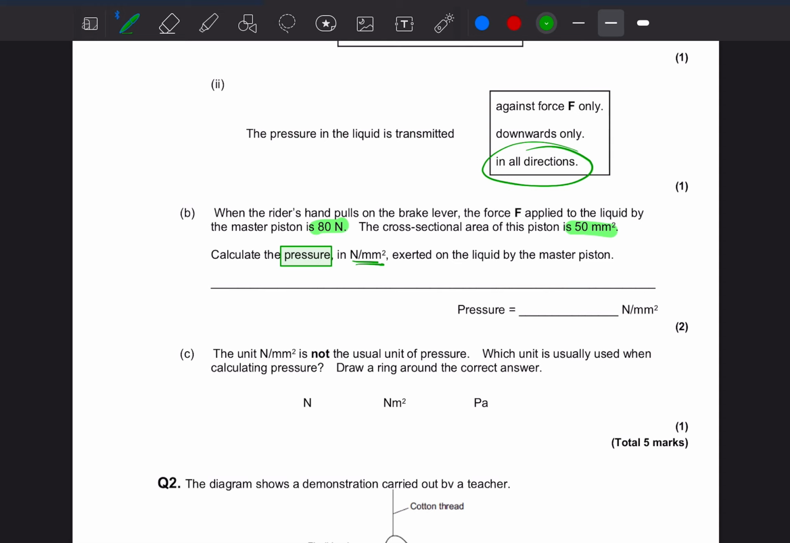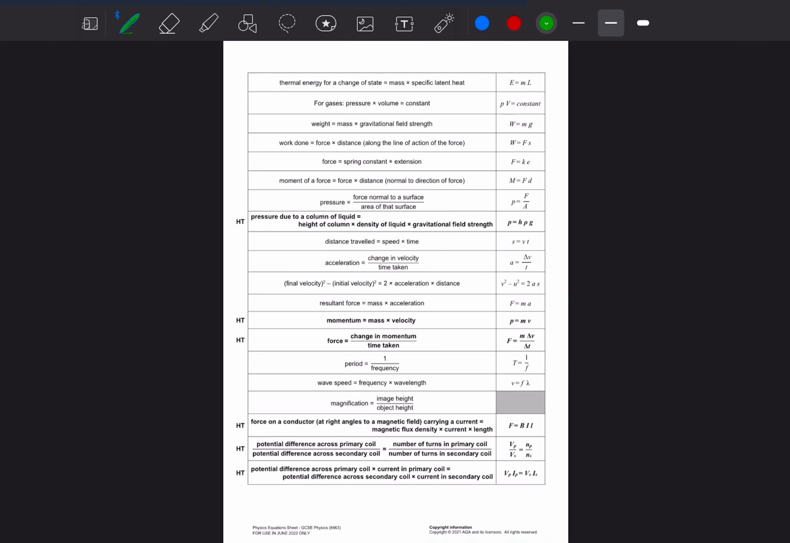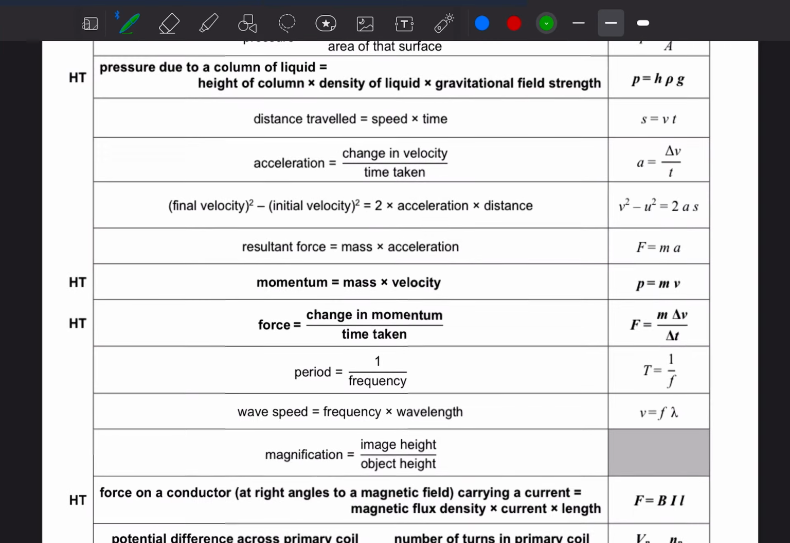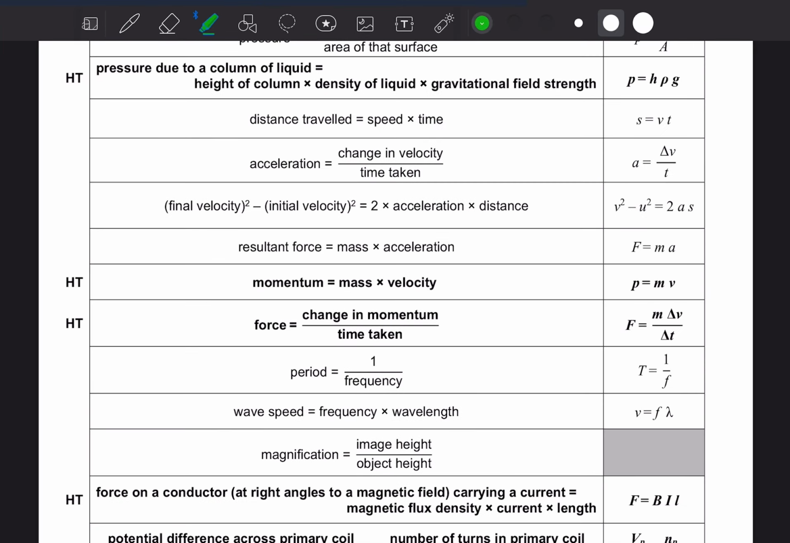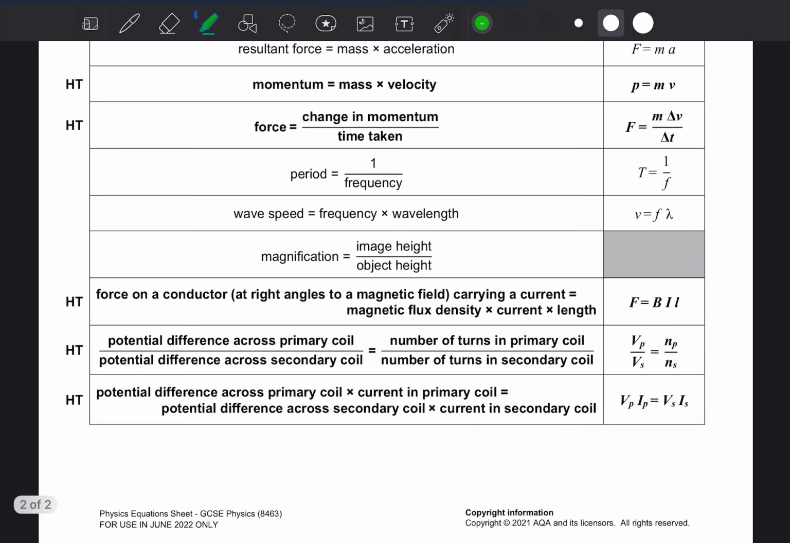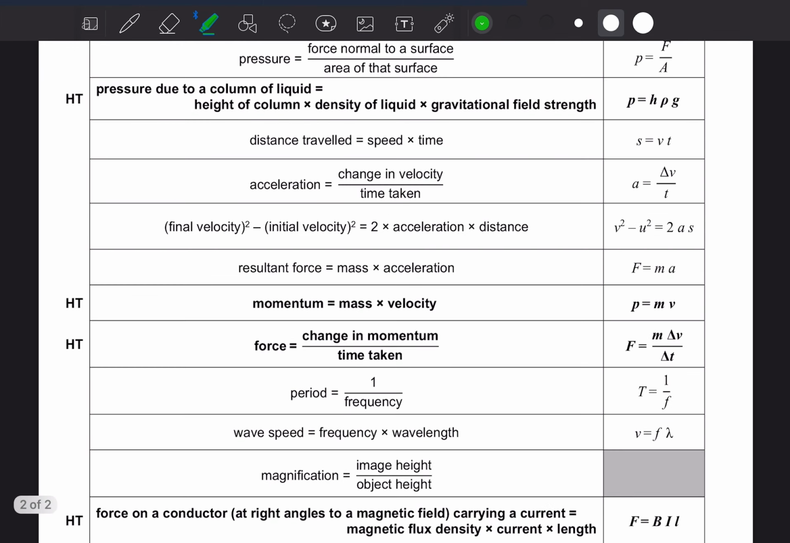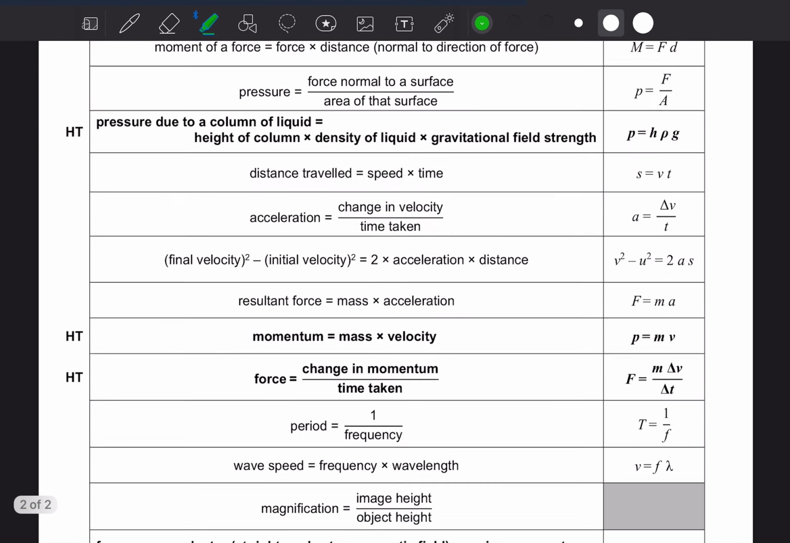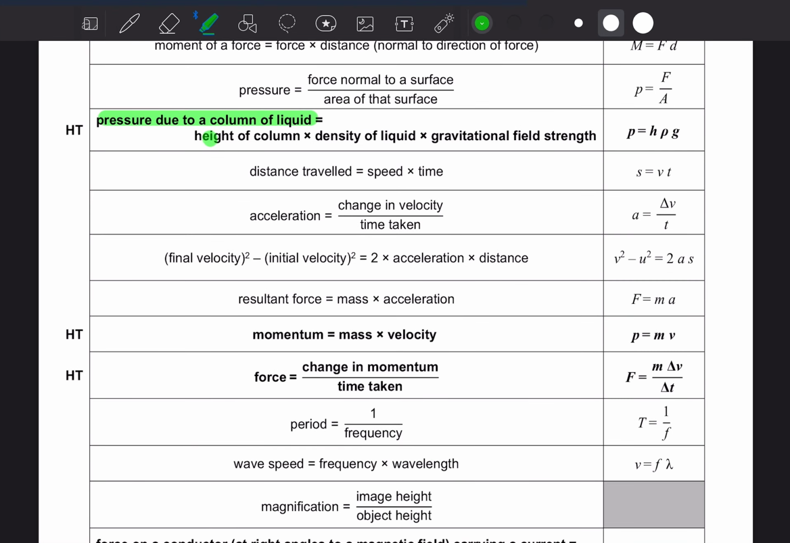So we want a formula that has pressure, we've got a force, and we've got an area. So on the data sheet, we can just look for the word pressure. So let's have a look. Pressure. Okay, pressure due to the column of a liquid, height, no, so it's not that one. Pressure, here, so it's this one. Pressure is force divided by area.